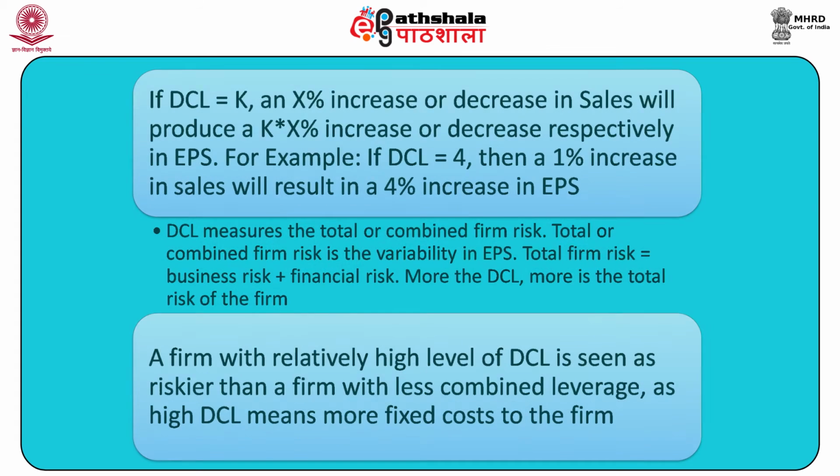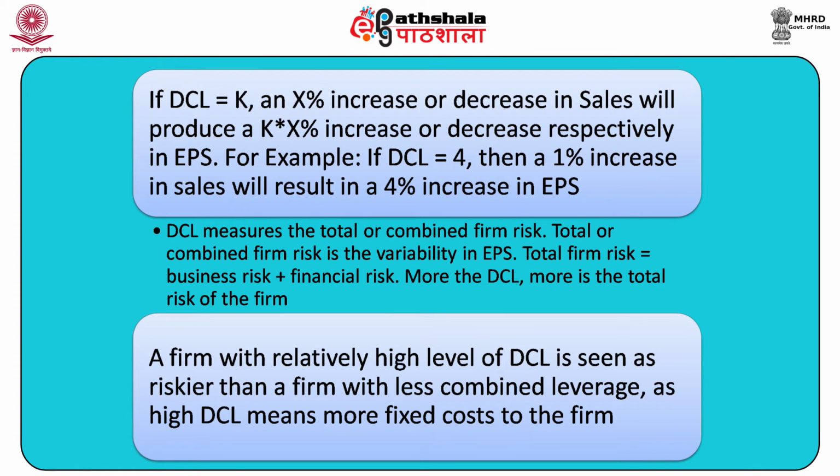Now we shall discuss the interpretation. If DCL is equal to K, an X percentage increase or decrease in sales will produce a K multiplied by X percentage increase or decrease respectively in EPS. For example, if DCL is equal to 4, then a 1% increase in sales will result in a 4% increase in EPS. DCL measures the total or combined firm risk.